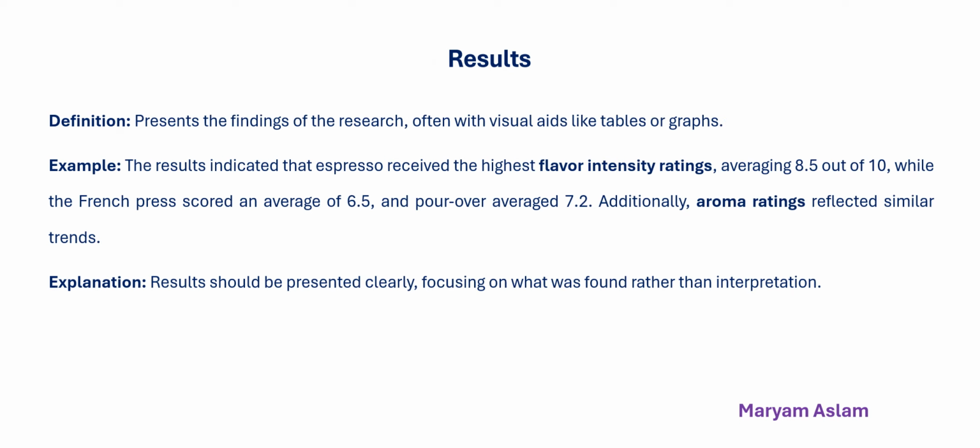Results. Presents the findings of the research, often with visual aids like tables or graphs. Example, the results indicated that espresso received the highest flavor intensity ratings, averaging 8.5 out of 10, while the French press scored an average of 6.5 and pour over averaged 7.2. Additionally, aroma ratings reflected similar trends. Explanation. Results should be presented clearly, focusing on what was found rather than interpretation.